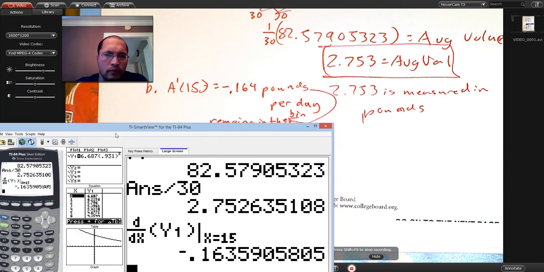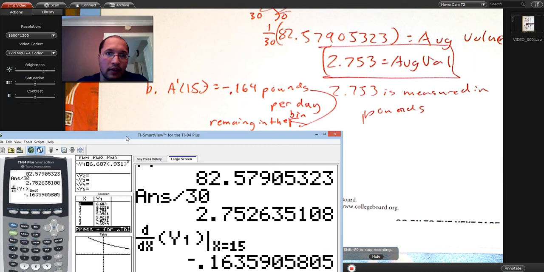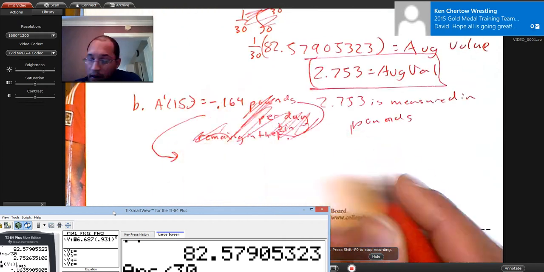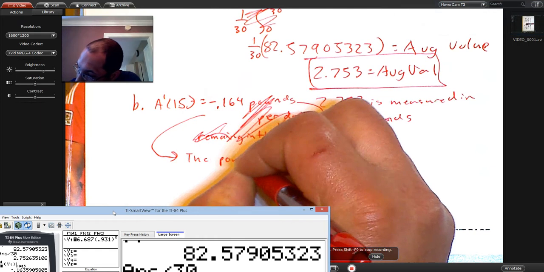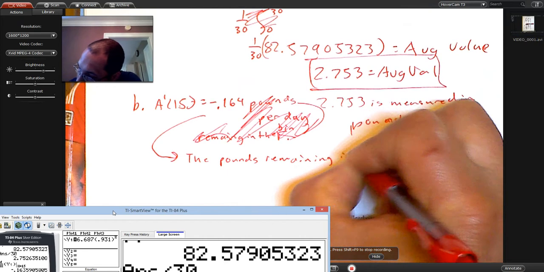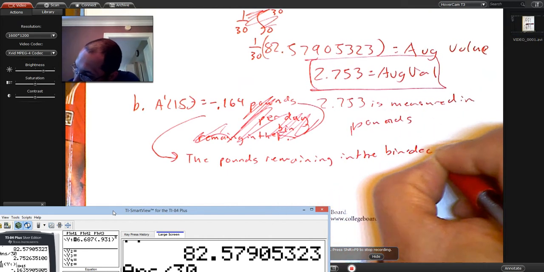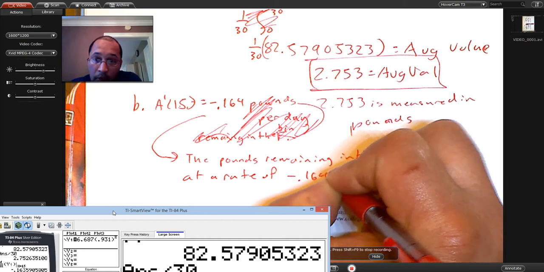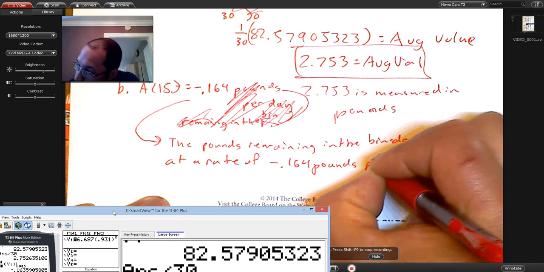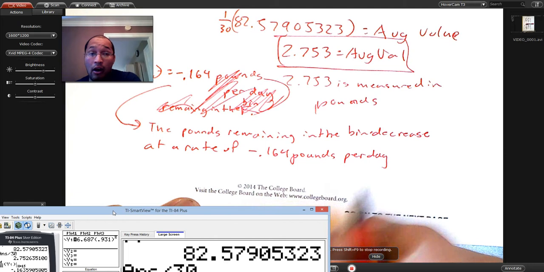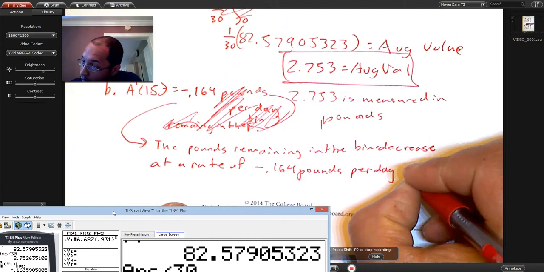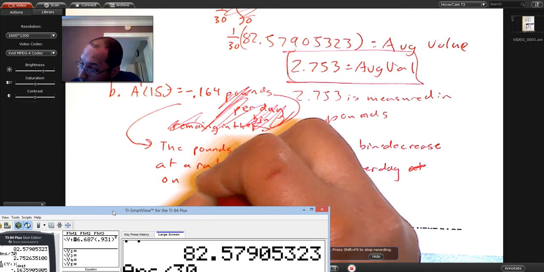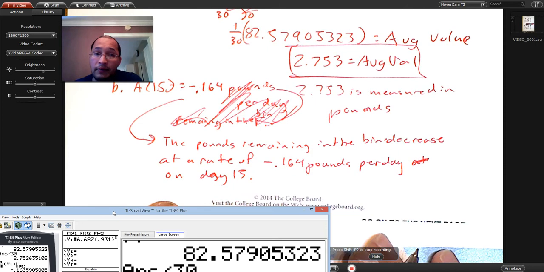Wait, no, I just had a brain fart. That's the derivative. Okay, this means the pounds remaining in the bin decrease at a rate of negative 0.164 pounds per day. But that's wrong, because you got to also say at, on, or at day 15. You got to be very specific. Okay, very specific.